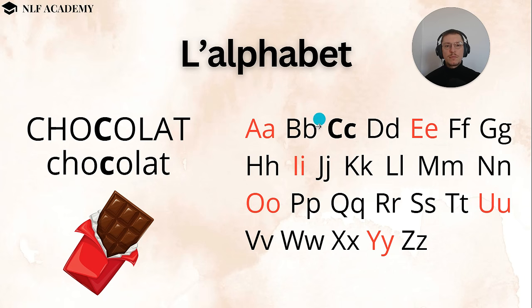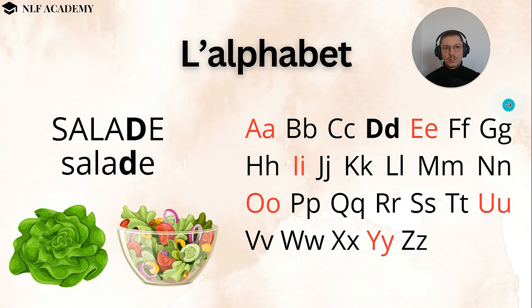C. So the name of the letter is C. Depending on the words and the letters, this can sound like S, or more usually, this can sound like K, like in chocolat. Chocolat. Chocolate, right? So, K. This is also an explosive sound. By the way, you should repeat the words after me to practice the pronunciation.